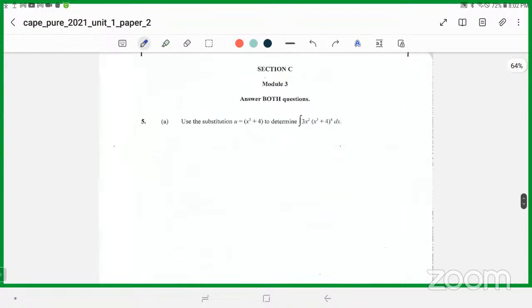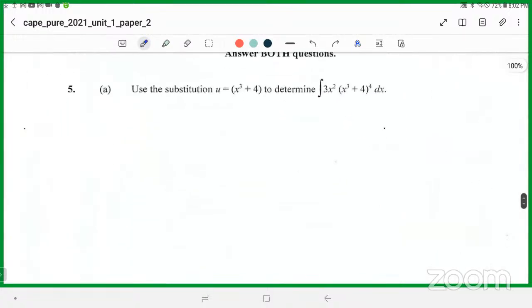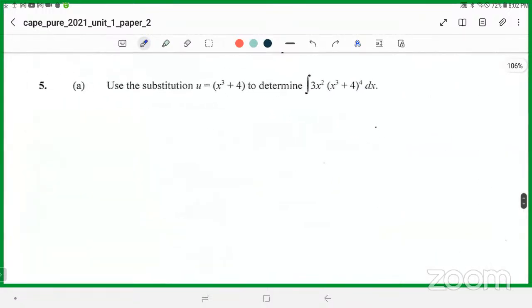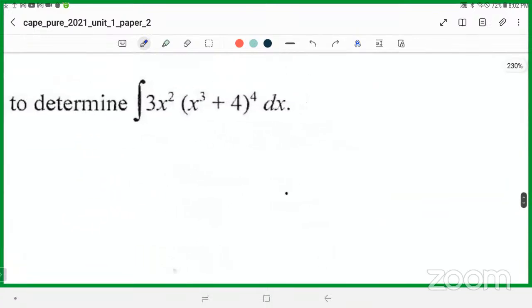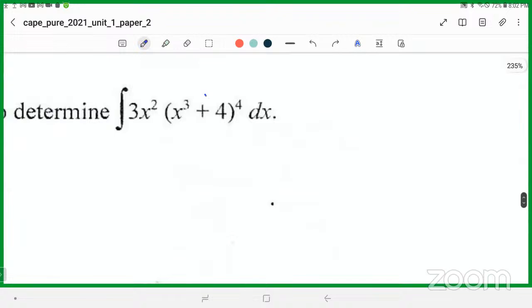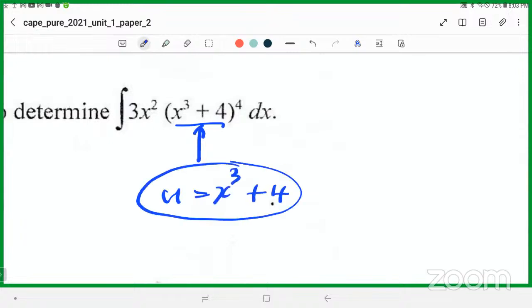All right, so here's one, very similar substitution method. Again, if you look at it closely, when I differentiate the expression inside here, it becomes 3x squared. And 3x squared exists out here. So the substitution really to make is u equals the expression inside there, u equals x cubed plus 4. That is the substitution to make. And they have told us to make it.